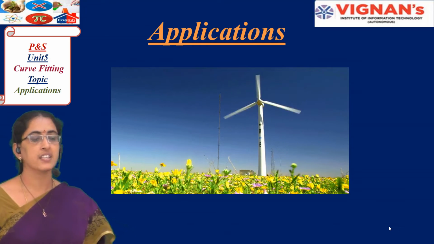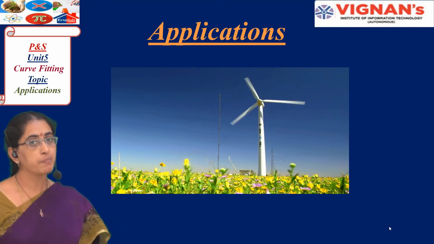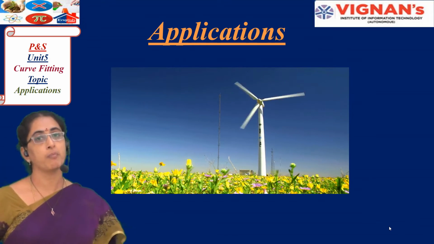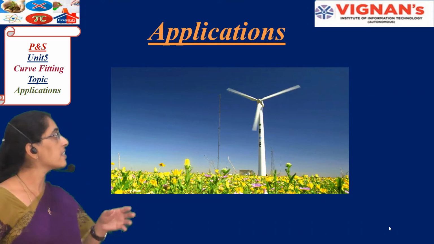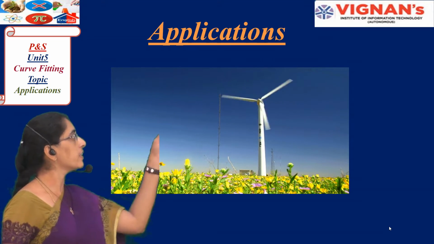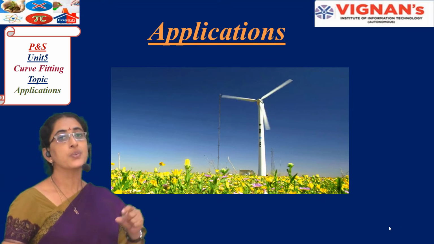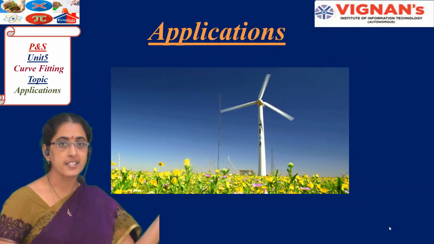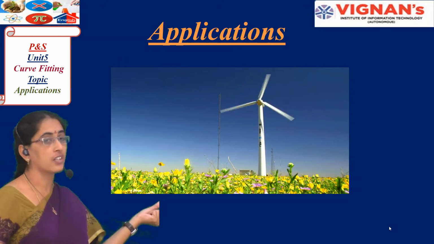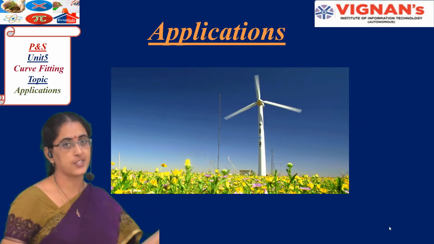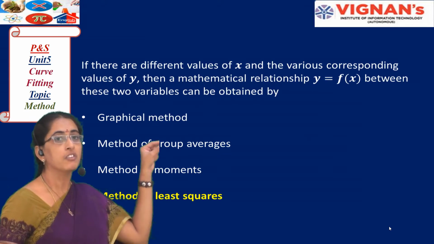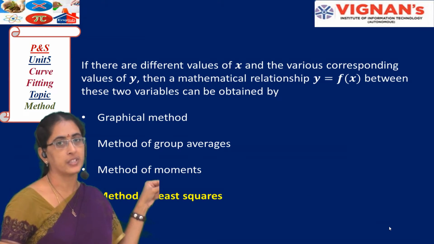The last curve is the power curve, which is also known as a complex curve. You can see the application of this power curve in the wind turbine. As the speed of the wind increases, the electricity generation also becomes faster. That can be done with the power curve model only.